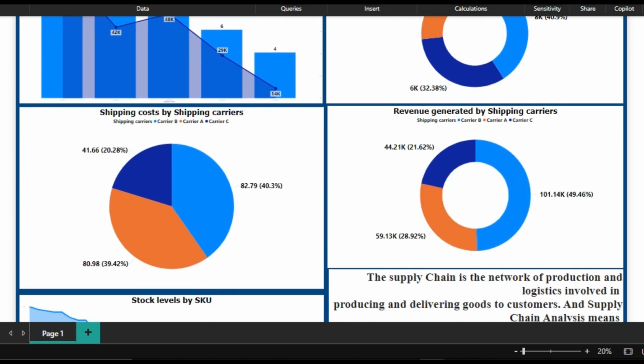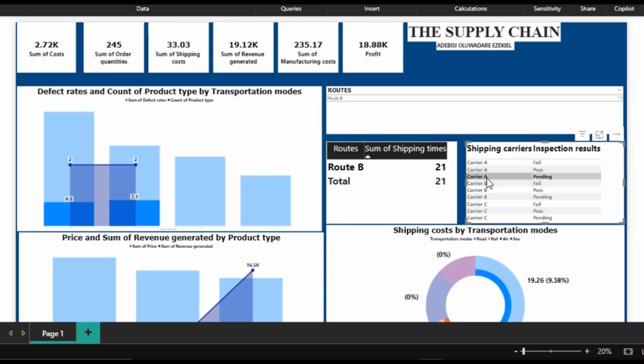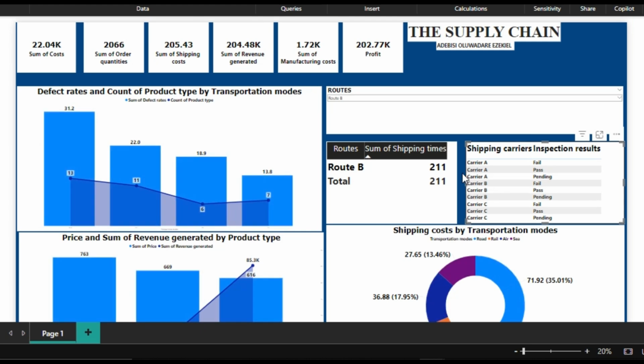We have route A, we have route B, we have route C, and the shipping carriers inspection result. Some are having failed, some are having passed, and some are having pending. We also introduced that at the top right corner of this dashboard.